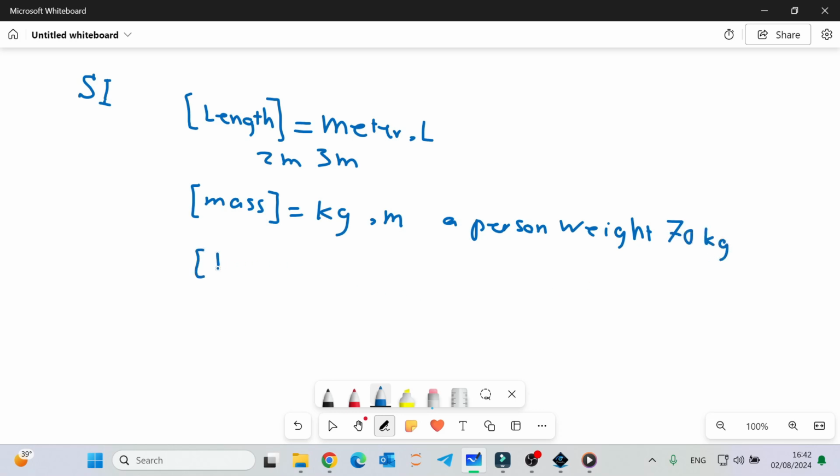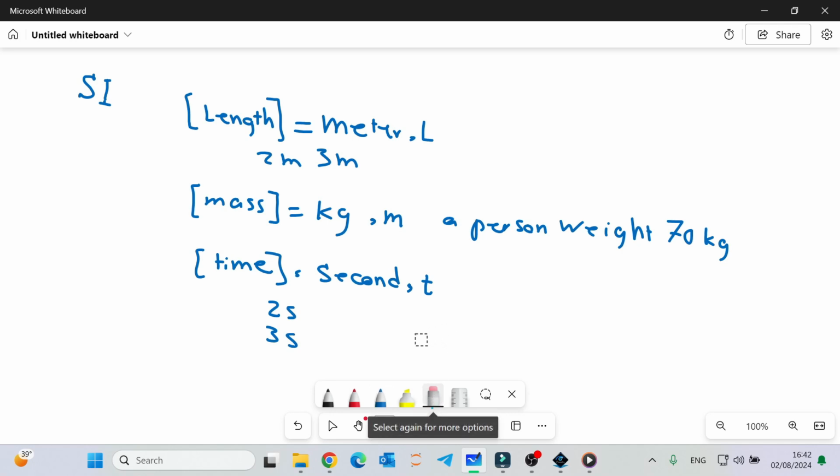The other quantity is time. I'm going to show its dimension with second. For example, I would say a process would take, for example, 2 seconds, 3 seconds. And in our equations, I would show time as a variable with t. So, these are three important quantities and their dimensions.